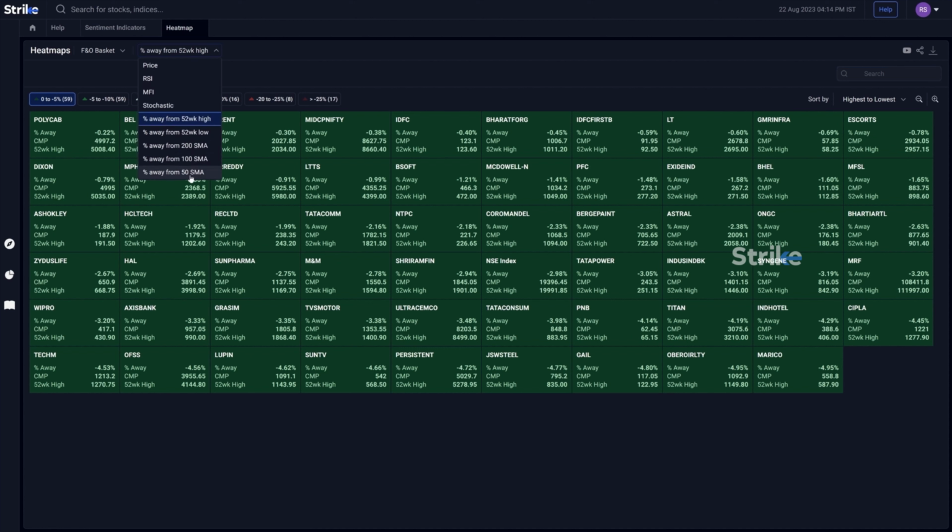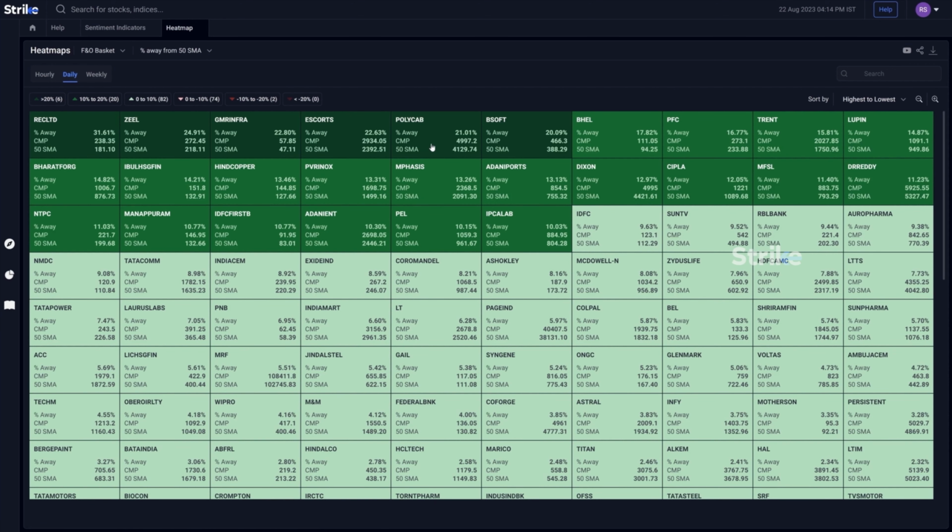We can also move over to looking at moving averages. So I can choose the 50, the 100 or the 200. Let's say I want to find stocks that are very close to the 50-day moving average, within 1% plus or minus of it. So on the daily chart, I've put 50-day moving average, FNO basket. Now I have percentage away. How far away in percentage terms are these stocks from the 50-day average?